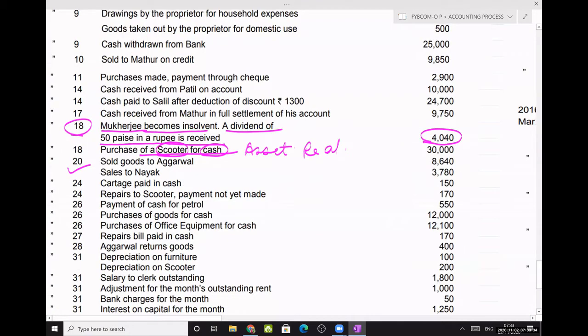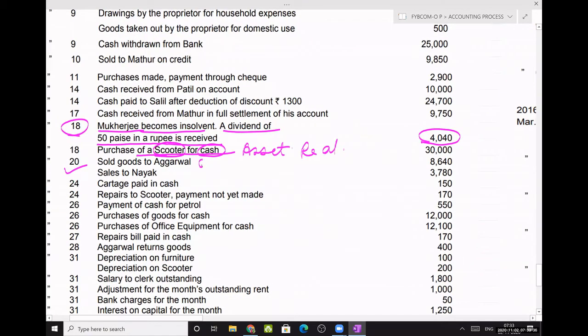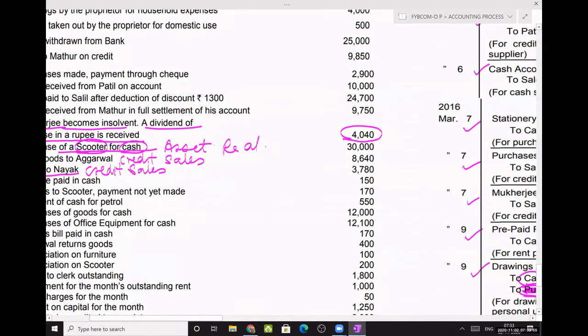Sold goods to Agarwal. Okay, name of the party is given, which means it's a credit sale. Agarwal is my debtor, also known as customer, and sales to Nayak. Again, this is also a credit sale because the name of the party is given, because it's a credit transaction.